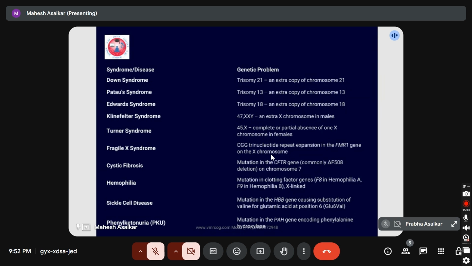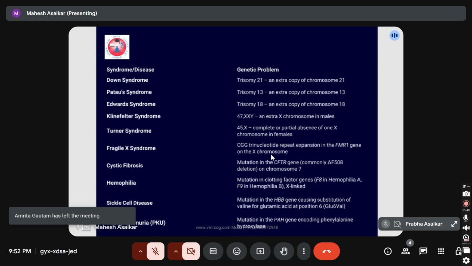In Patau syndrome, it is a trisomy 13, there is an extra copy of chromosome 13. Edwards syndrome, trisomy 18, there is an extra copy of chromosome 18. In Klinefelter syndrome, there is a 47XXY, an extra X chromosome in males. Then in Turner syndrome, it is a monosomy of X. That is why 45X is the composition. Complete or partial absence of one X chromosome in females.